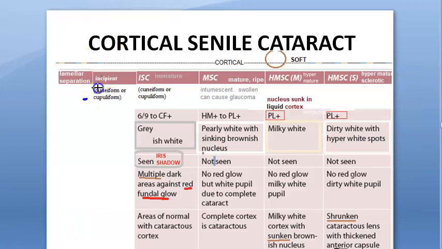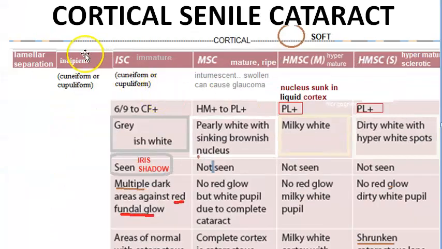So the first thing is lamellar separation. The earliest senile change is demarcation of the cortical fibers. This phenomenon of lamellar separation can be demonstrated by slit lamp examination. Because of their separation by fluid, there is demarcation of the cortical fibers. Then we have the incipient stage.